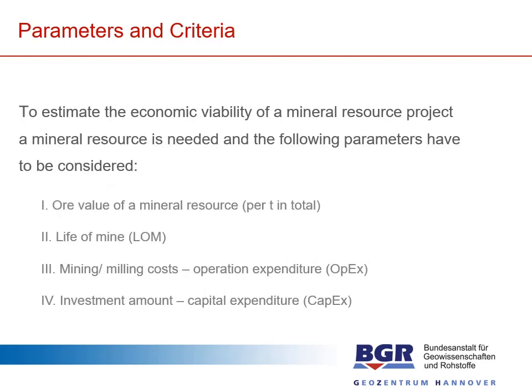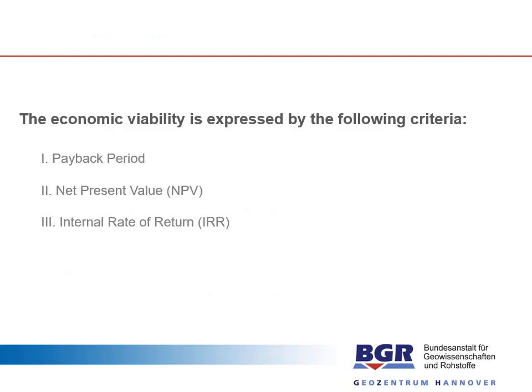When the economic viability of a mineral resource is evaluated, there are various parameters and criteria that have to be incorporated into this evaluation. For a mineral resource project, a resource is needed at first, of course, and the following parameters have to be considered. The ore value of the mineral resource per ton and in total, the life of mine, or also the capacity per day, which translates into the life of mine and vice versa, the mining and milling costs, the operating expenditure, and the investment amount, the capital expenditure. The economic viability is expressed by the following criteria: the payback period, the internal rate of return, and the net present value, where we will focus on.